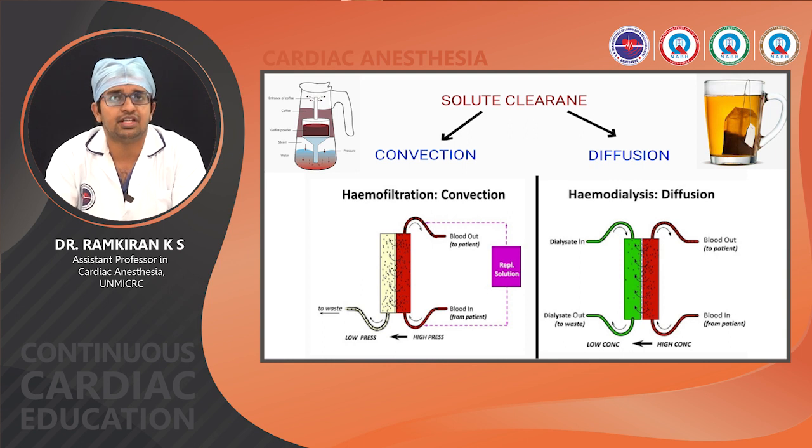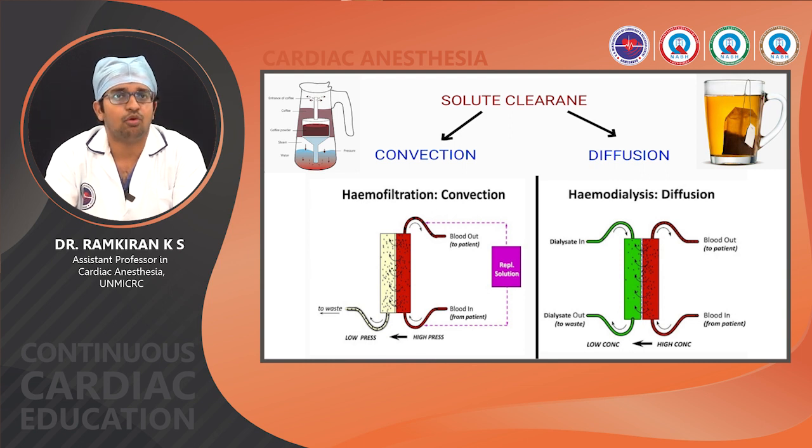So diffusive clearance is analogous to putting a tea bag into a cup of water: because of its high concentration, it slowly diffuses out. A similar mechanism is at work here. The blood of the patient flows through the filter, and the dialysate flows in the opposite direction with a lower concentration. Here the concentration gradient causes the solute transfer.